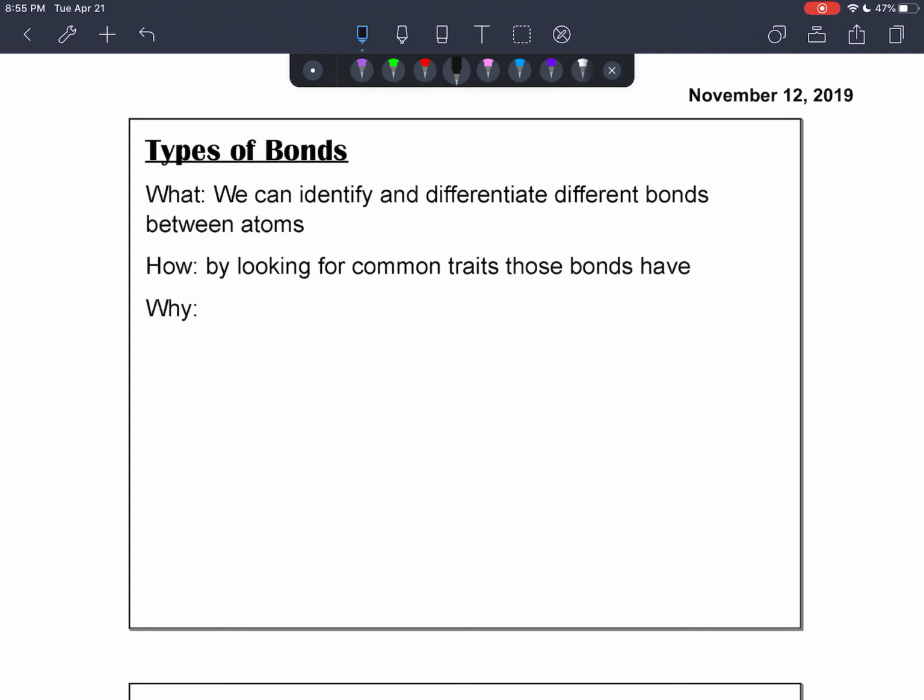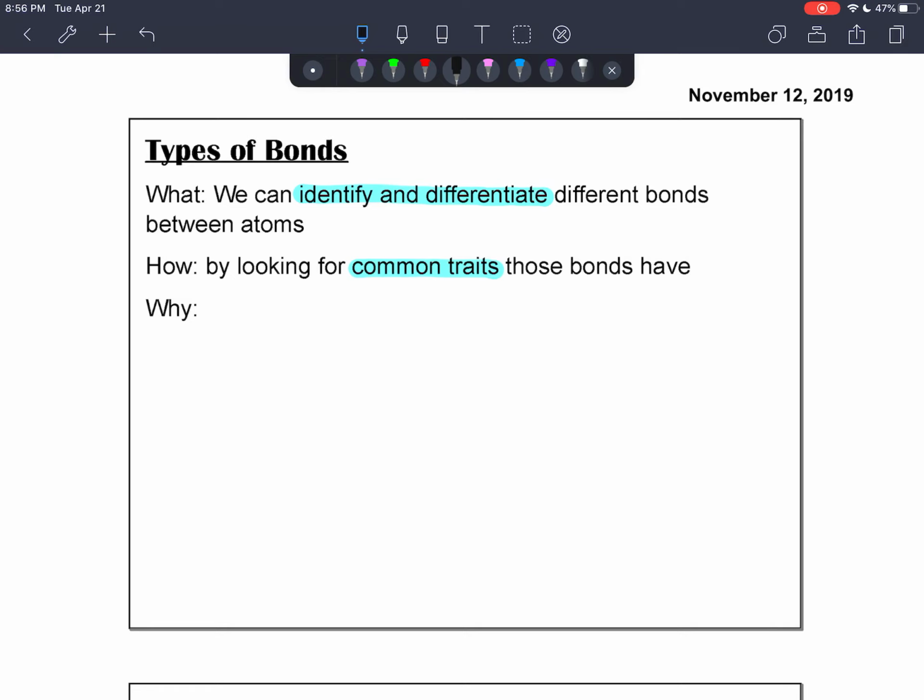Okay, so Unit 4, Unit 5, is all about different types of bonds. Our goal at the end of this lesson is to be able to identify and differentiate different types of bonds. What I mean by identify and differentiate is we're going to be able to tell the difference between one type of bond and another, and we're going to do it by looking at common traits that those bonds have. There's a lot of reasons why it's important to know the different types of bonds.